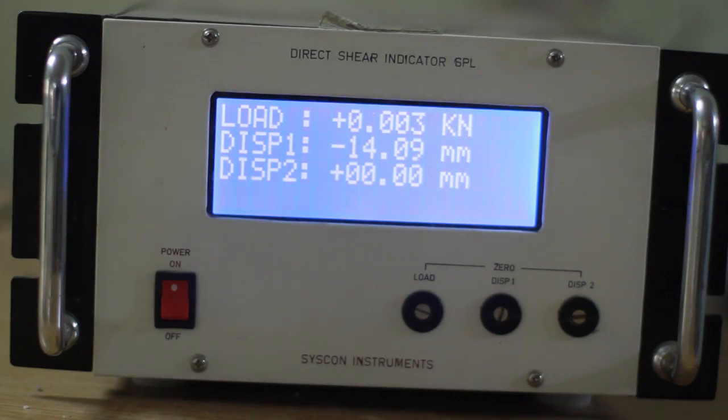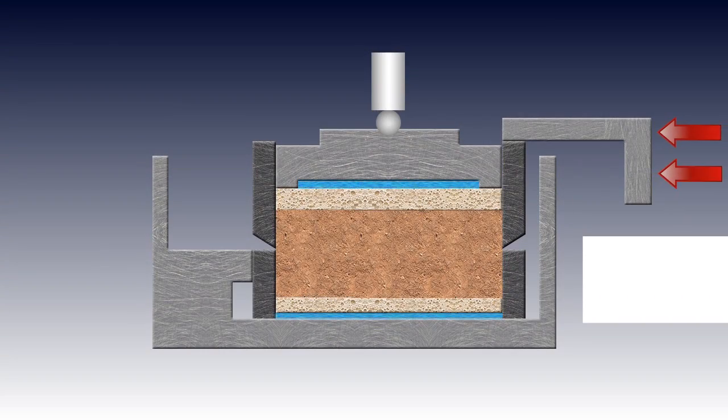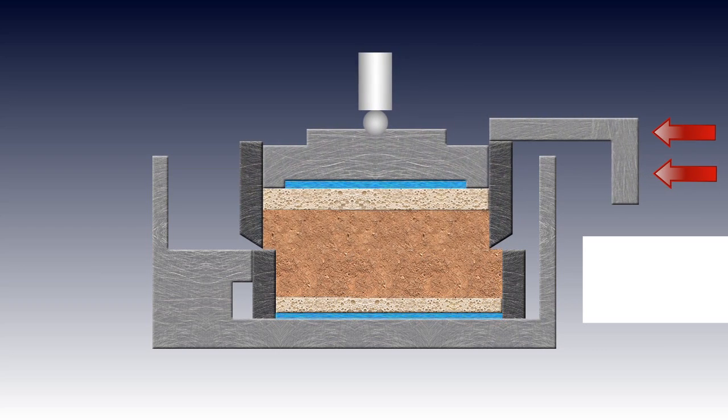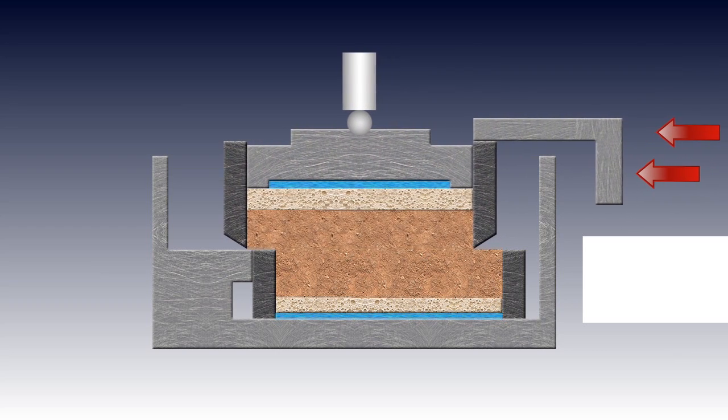and the shear stress is applied by pushing the top half of the box relative to the bottom half. Dial gauges are used to measure the vertical as well as the horizontal displacement. Finally, from the shear stresses and the shear strains, we get the shear strength parameters.